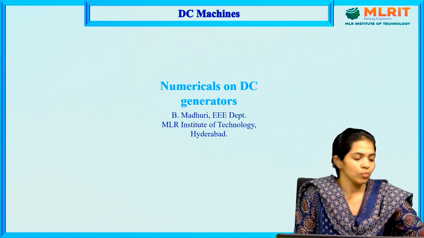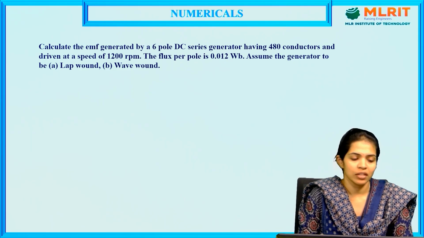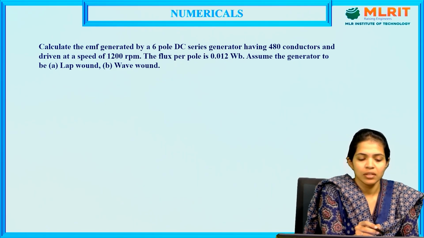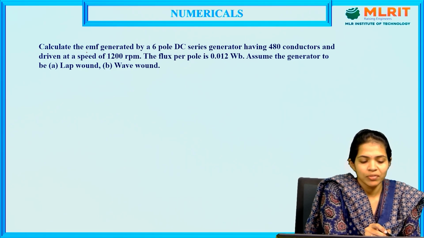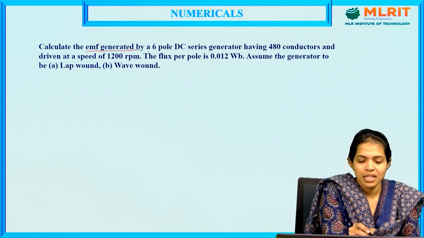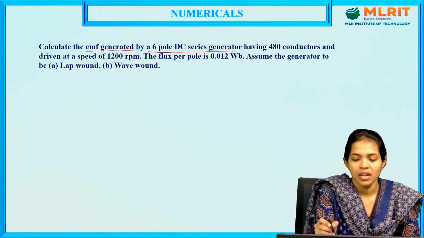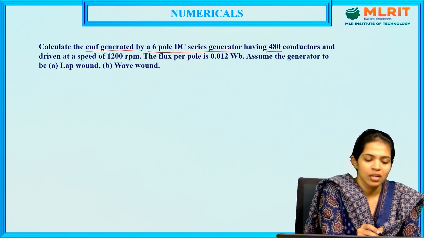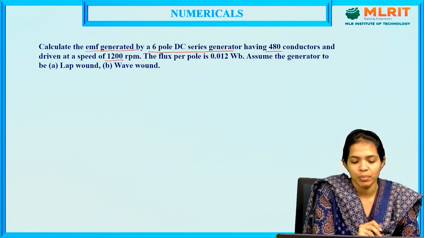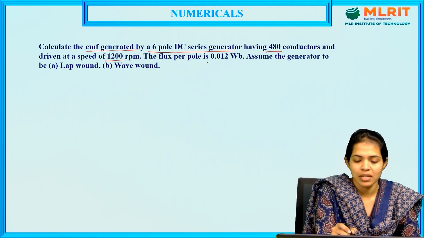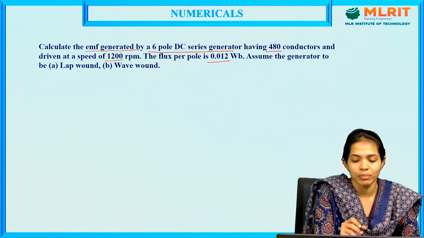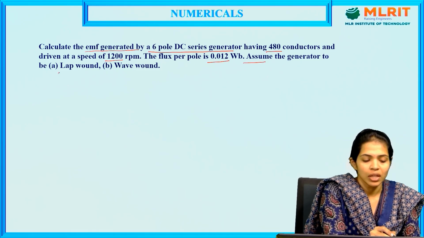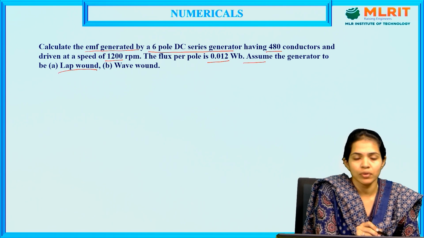So moving on to the first numerical in the first slide. Calculate the EMF generated by a 6-pole DC series generator having 480 conductors running at a speed of 1200 rpm. The flux per pole is given as 0.012 Webers. We are asked to assume the conductors in the armature to be lap wound and wave wound.